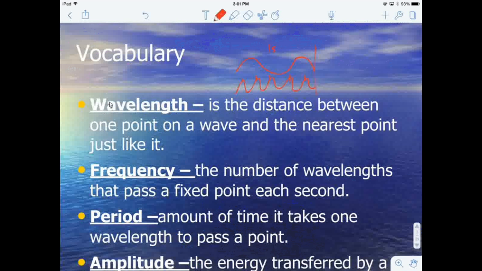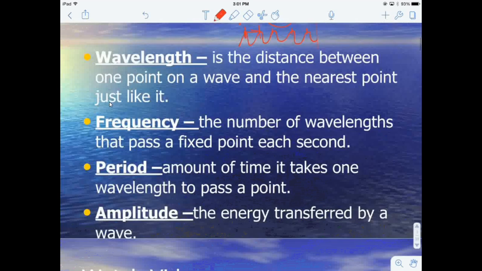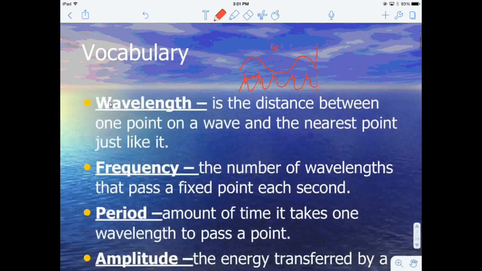All right, so a lot of times wavelength and frequency are inversely related: the longer the wavelength, in this case, the smaller the frequency. And here you can see these don't have very long wavelengths from one spot to the other. Short wavelength, but a high frequency. So frequency is the number of wavelengths that pass a point each second.